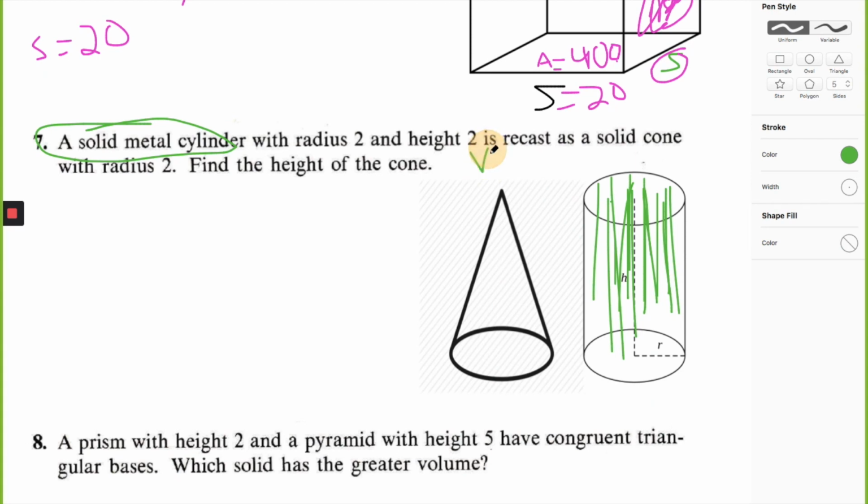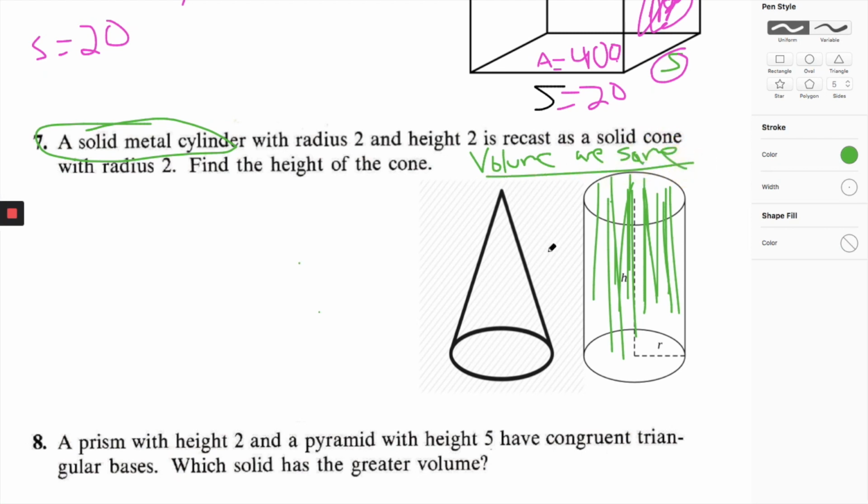So in this problem, what you're looking for is that the volumes are the same, because it's a three-dimensional shape that's getting recreated from one shape to another, and three-dimensional shapes are measured by their volume. Volumes are the same. Do you see why the volumes need to be the same? This is a solid metal cylinder, and if we melt it down and make another shape, it's going to contain the same amount of space. So that's why the volumes need to be the same.